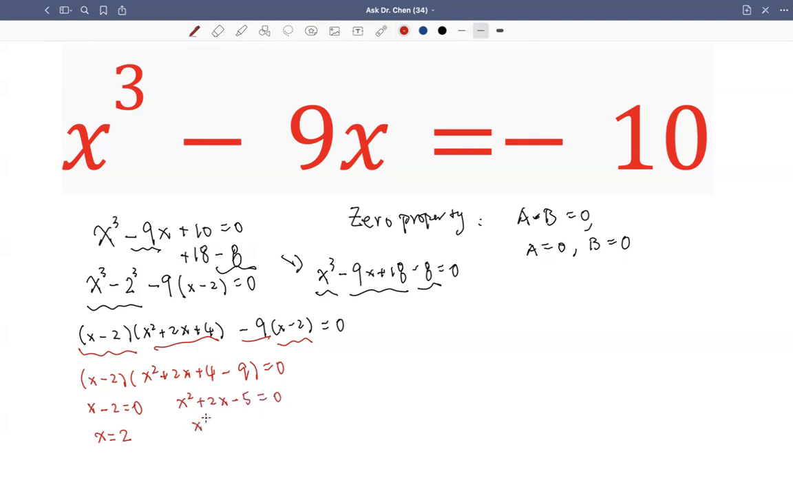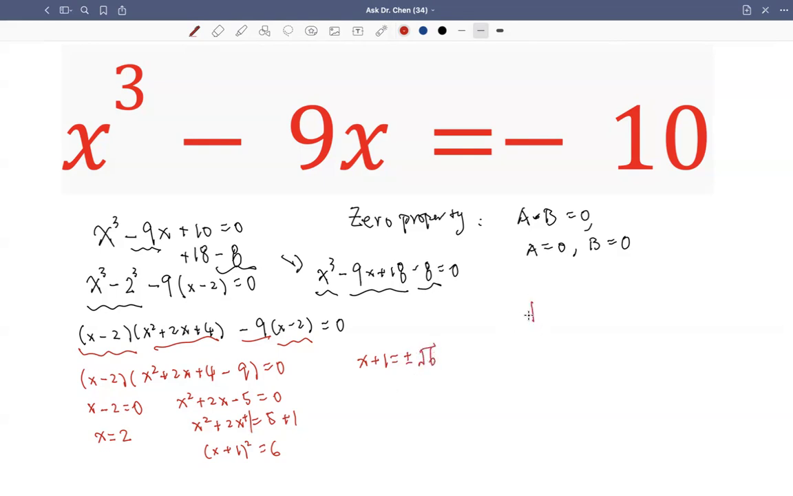So we can use completing the square. So x squared plus 2x equals 5. Then we add 1 on both sides. Then the left-hand side becomes x plus 1 squared. The right-hand side becomes 6. We square root both sides. So x plus 1 equals positive or negative square root of 6.